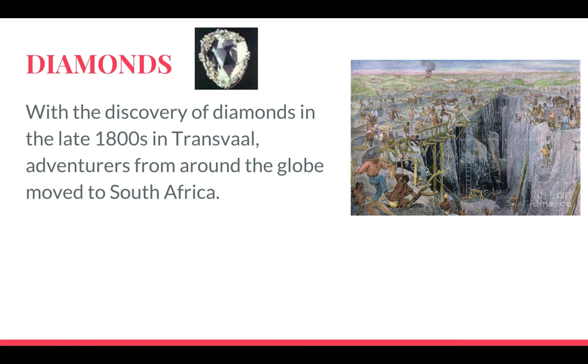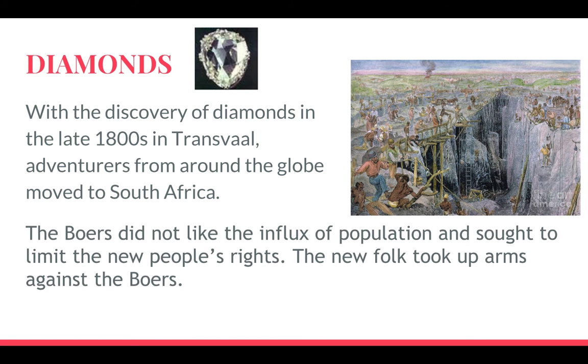And so I think you remember the gold rush in the United States, where you had so many people, adventurers, wealth seekers, going to California in 1849. You see the same thing with diamonds. And so the population of Transvaal starts to swell with all these adventurers. And the Boers did not particularly like this. They were there first. Why should these new people have rights? And so they started to limit the people's rights.